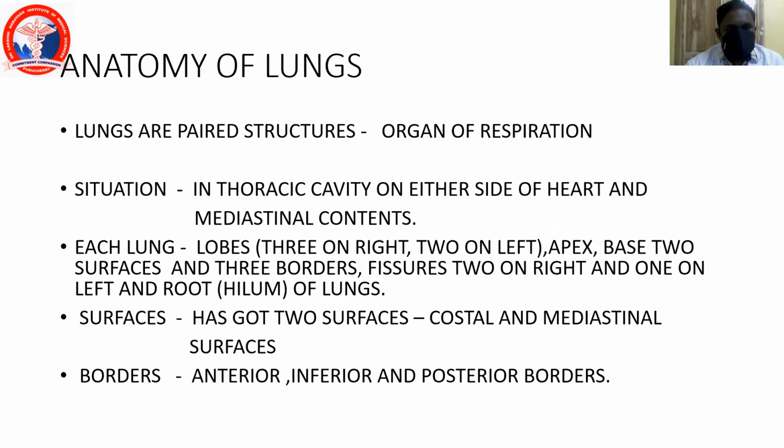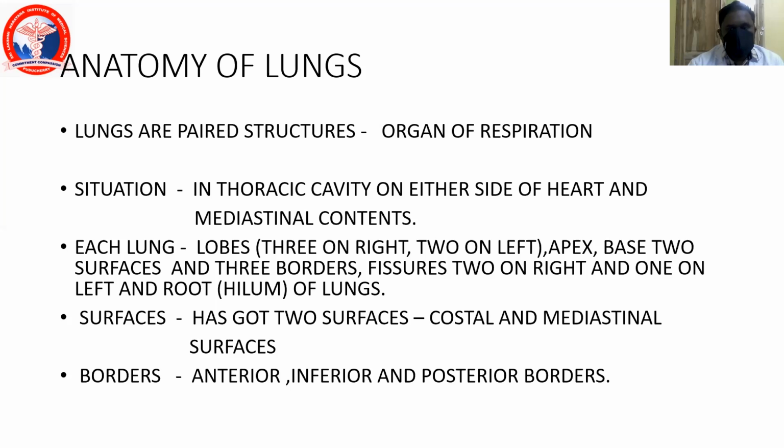Anatomy of lungs. As you know, lungs are paired structures. They are the organ of respiration, situated in the thoracic cavity on either side of the heart and mediastinal contents. Each lung has lobes: three on the right side and two on the left side, so a total of five lobes. Apex, base, two surfaces and three borders, fissures, two on the right side and one on the left, and root and hilum of the lungs.